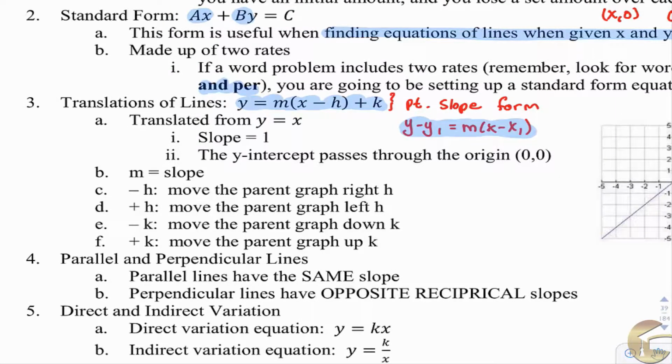So with point-slope form, these tell you translations. Minus h moves right, plus h moves left. That's something that a lot of students tend to forget every now and then, that those are opposite. We'll deal with that a little bit more in Algebra 2. But the vertical shifts, those are not opposite. Minus k is down, plus k is up. So make sure we're aware of those things, and we should be okay on translations of lines or point-slope form.